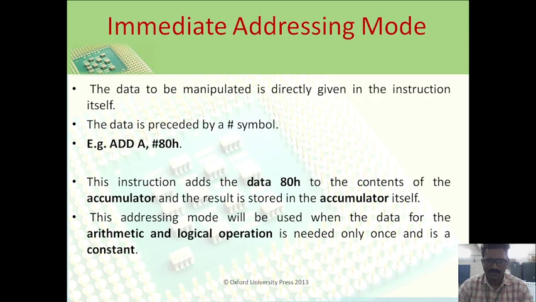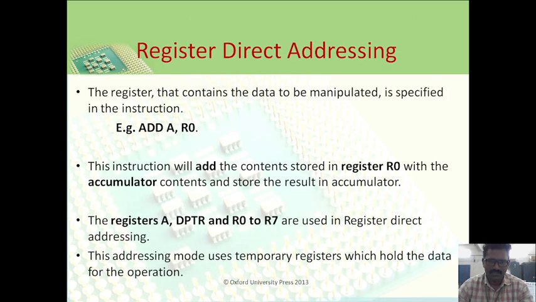Coming to immediate addressing mode, the data to be manipulated is directly given in the instruction itself. The data is preceded by a symbol, that is the hash symbol. For example, ADD A, #80h. This instruction adds the immediate data 80h to the content of the accumulator, and the result is stored in the accumulator itself. This addressing mode is used when the data for the arithmetic and logical operations is needed only once and is constant.